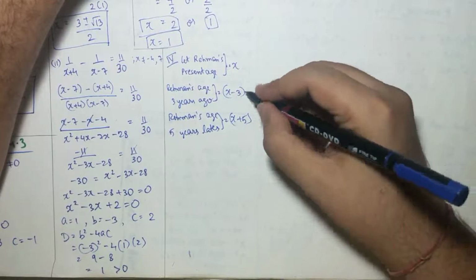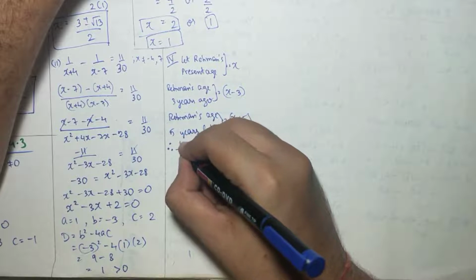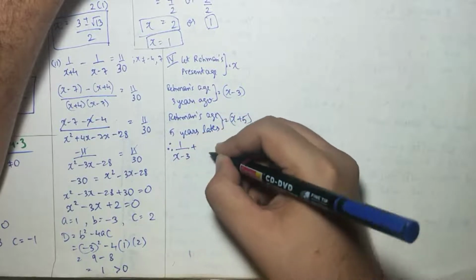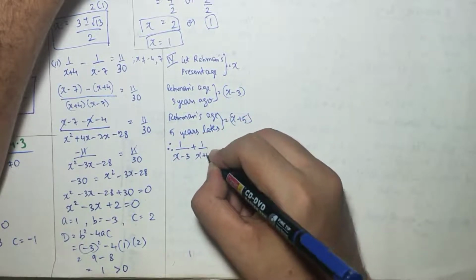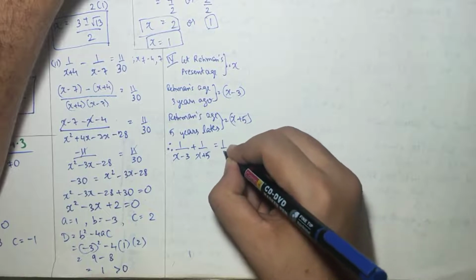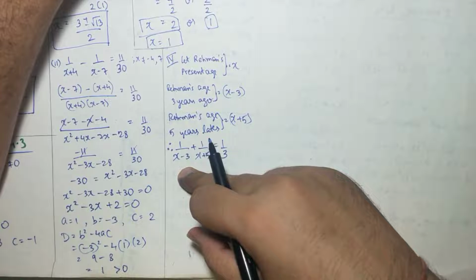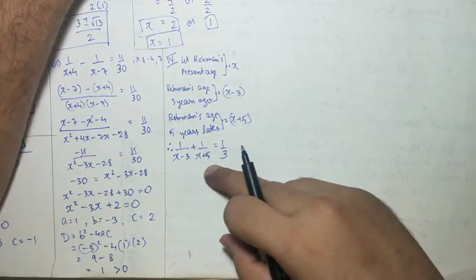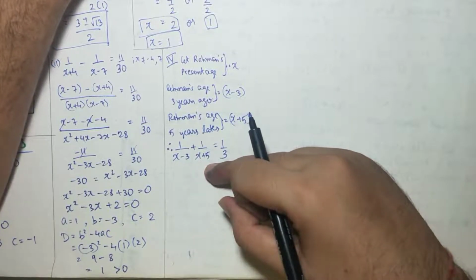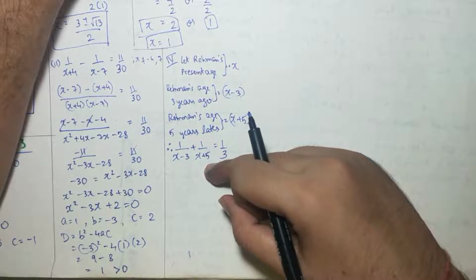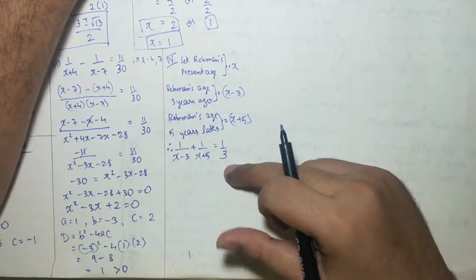We have to add the reciprocals. Therefore 1 upon x minus 3 plus 1 upon x plus 5. The answer is 1 by 3. The sum of the reciprocals of Riemann's age 3 years ago and the reciprocal of the age 5 years from now is 1 by 3.